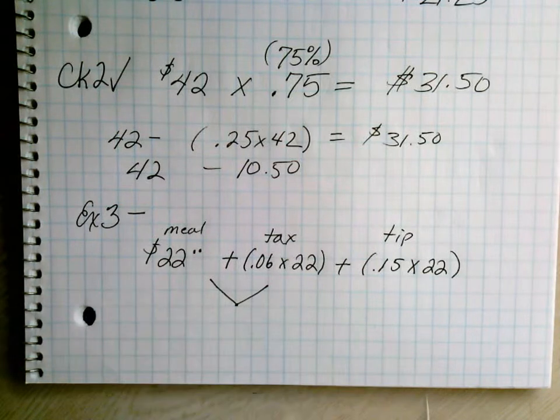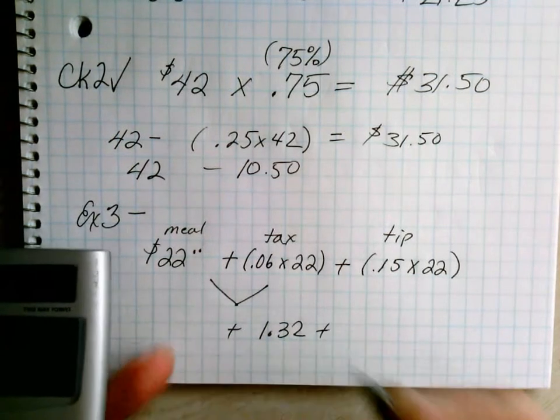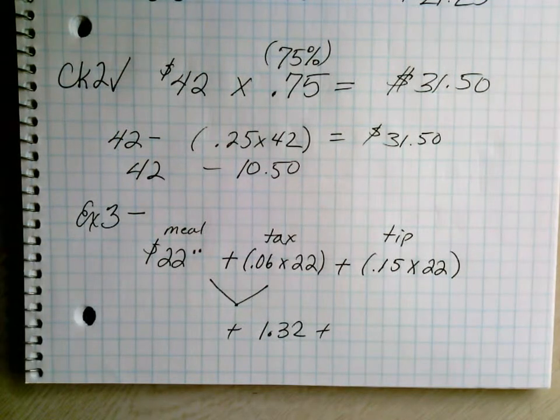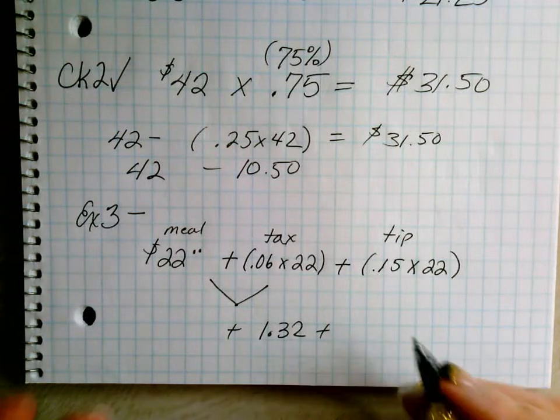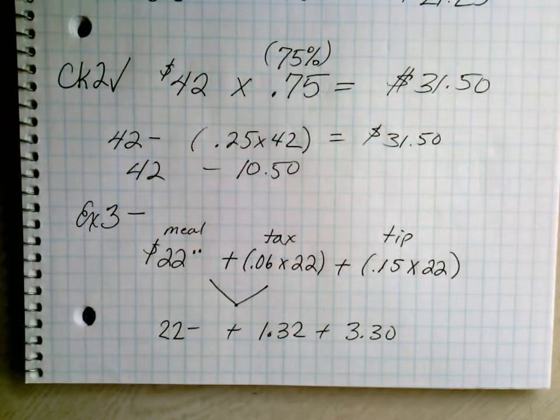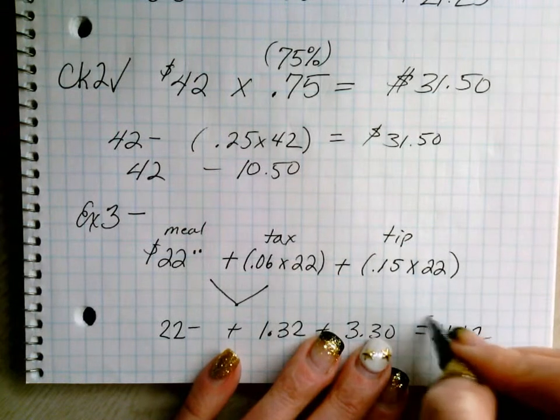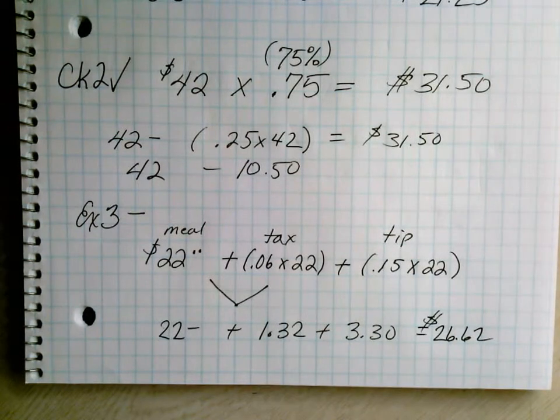Okay? So 6% of 22 is $1.32, right? 15% of 22 is $3.30. All of that added to the $22 meal, yes? If I did my arithmetic right, I should have $26.62 as my answer.